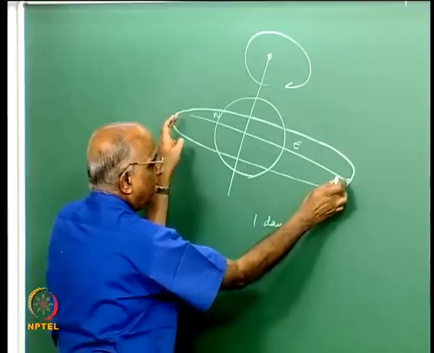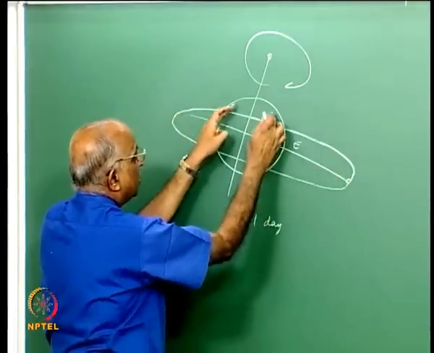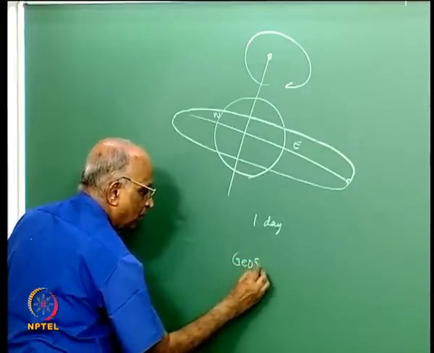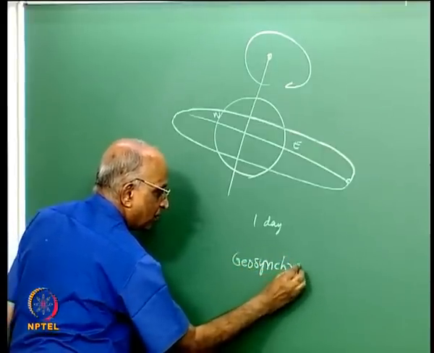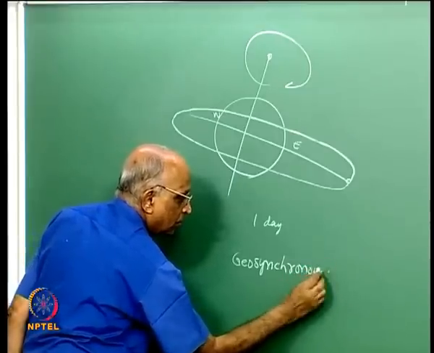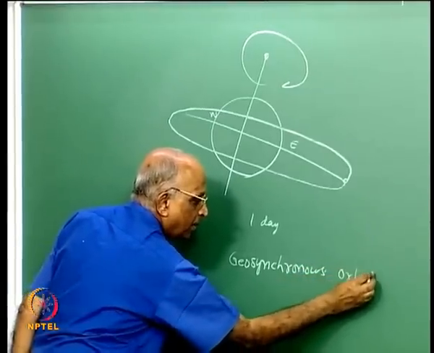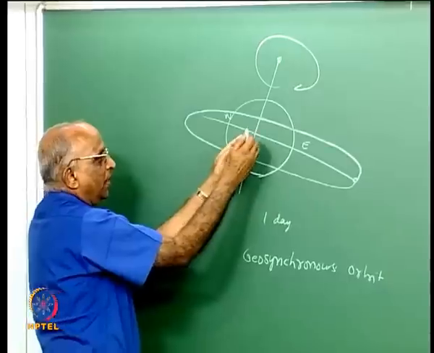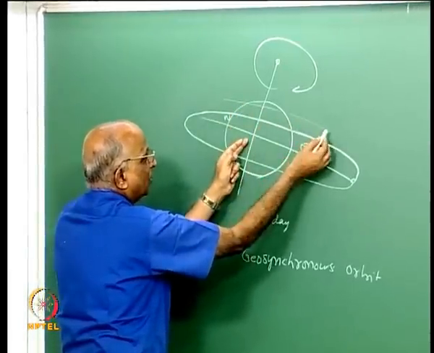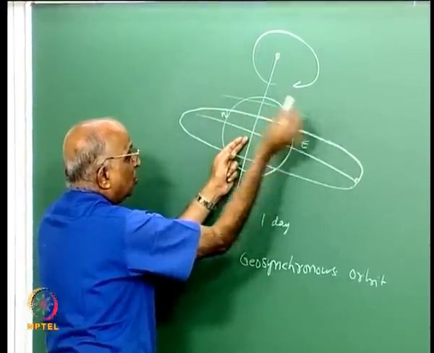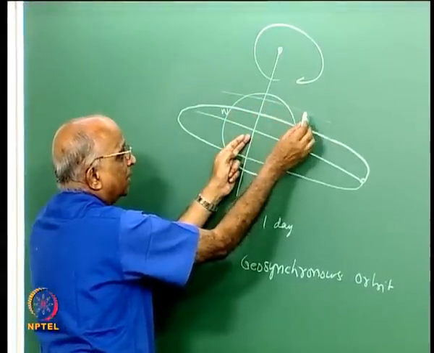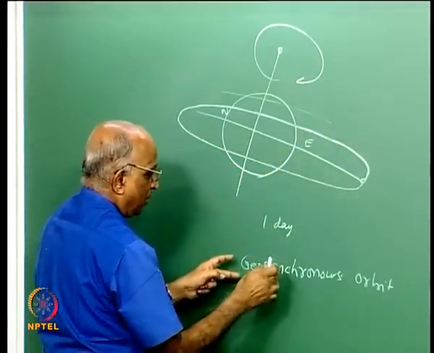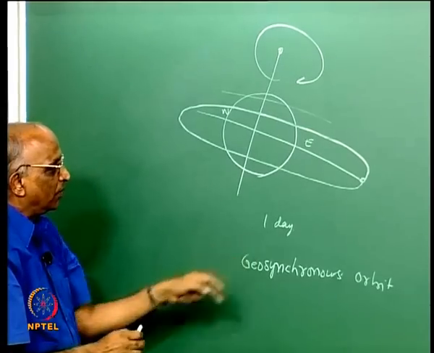In other words, the period of rotation of this body is synchronous with the rotation of the earth, and we call this orbit a geosynchronous orbit. When the earth rotates from east to west, and so also the body rotates in a plane which also rotates once per day, we say that the rotation of this object or body or satellite is synchronous with respect to earth. We call it a geosynchronous orbit.